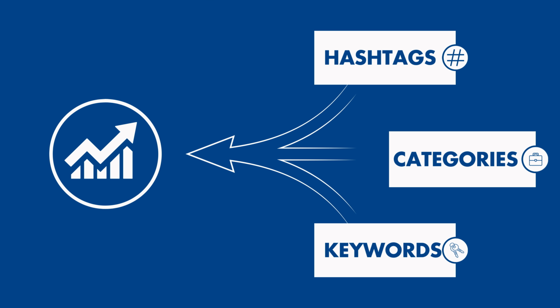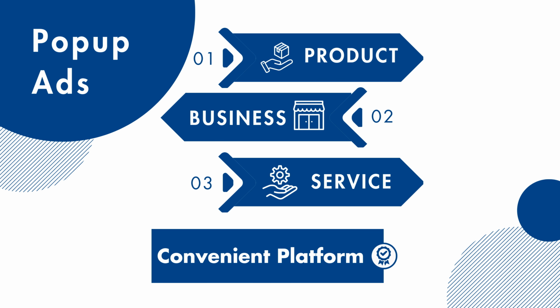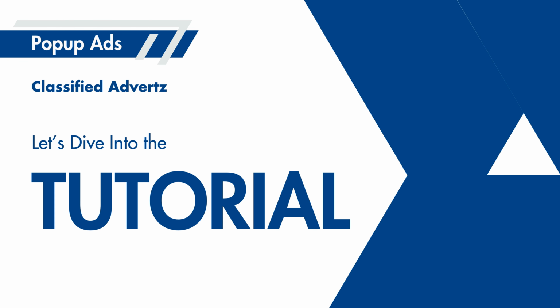Using hashtags, keywords, industry categories, and clear product descriptions, Classified Adverts ensures your ad reaches the right people at the right time. Whether you're promoting a product, business, or service, our platform gives you the visibility you need to succeed. So now, let's dive into the tutorial on how to publish video pop-up ads on this platform.